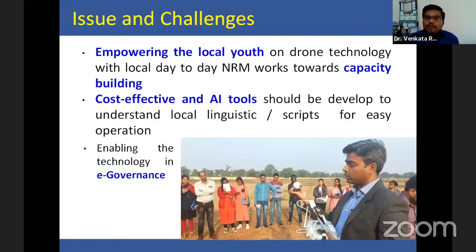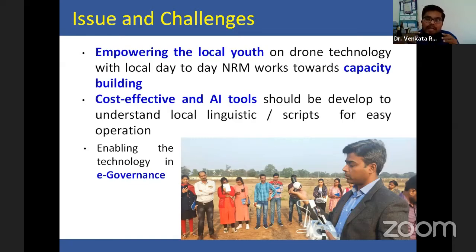And the empowerment of local people is very important in this technology, and for NRM works and capacity building, especially for that. Whatever training programs we have, we give this kind of drone technology as an introduction, but it is not enough. It has just started. So we need to give it to more youth and local people, and not only local people but farmers also. We need to give better understanding in a localized language. The drone technology should be disseminated, and the cost should come down.